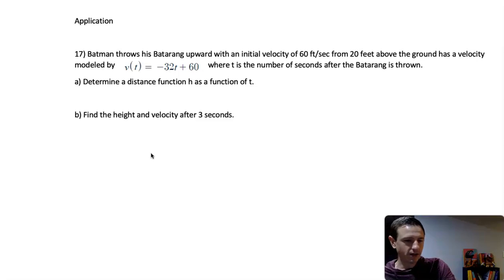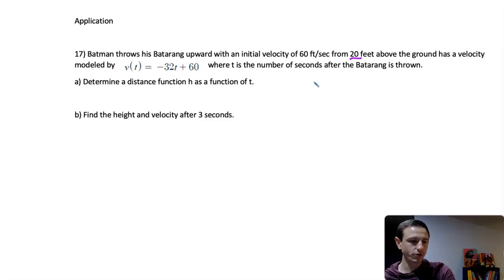Okay, so this problem is pretty deep. We have to know a couple things. First, we have to know our relationship between position, velocity, acceleration, and what that means. Like if I have the position, is the velocity the first derivative or the second derivative? The other thing we have to do is understand this 20 feet above the ground aspect.